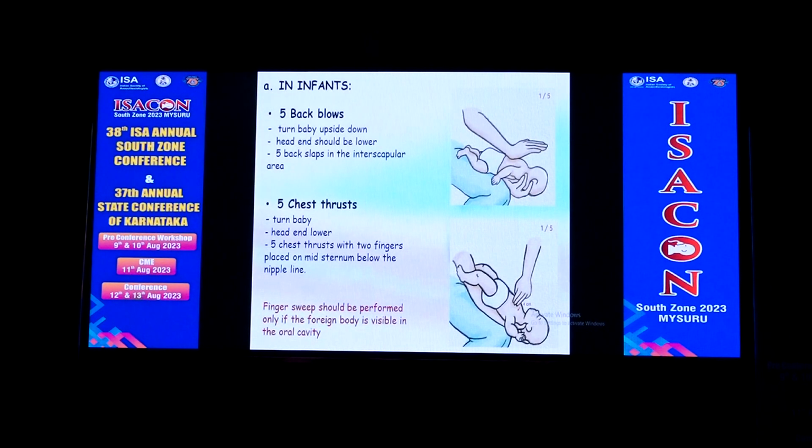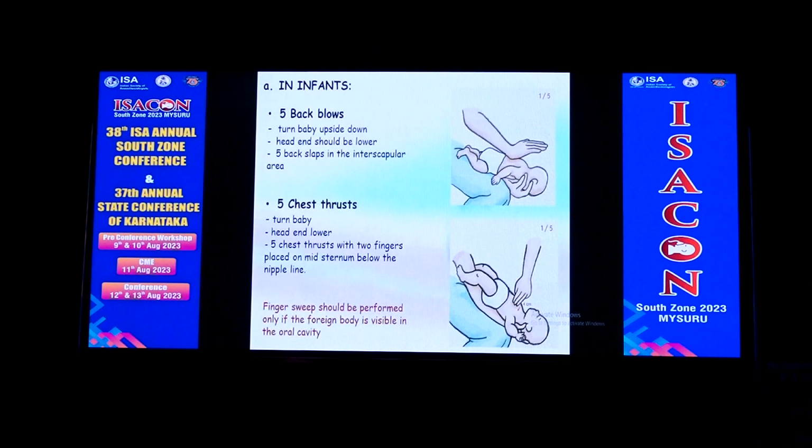The chest with the foreign body acts like a bottle blocked with a cork. The cork is the foreign body. With 5 back slaps, this increases the pressure inside the chest further, which will help in expelling the foreign body out. And now turn the patient, head lowered again, mouth open, and give 5 chest thrusts like how we do CPR, with 2 fingers in the mid-sternum just below the nipple line. This will also help in expelling the foreign body outside.